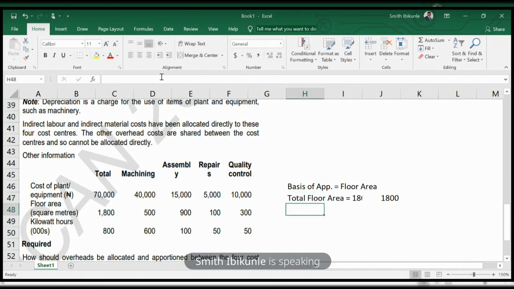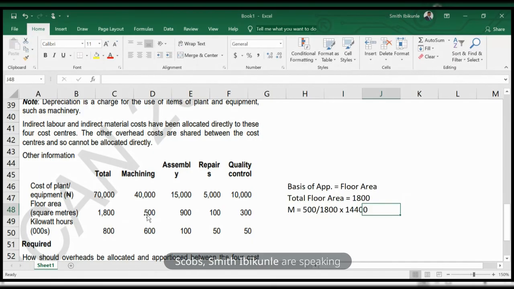So if you are going to share this now, we'll start with machine. Let me just use M to represent machine. Machine factory, what's the floor area it's using? It's using 500. That is 500 over 1,800, the total we are paying rent for, multiplied by the rent we are sharing, 14,400. Are we on the same page? That's 4,000.